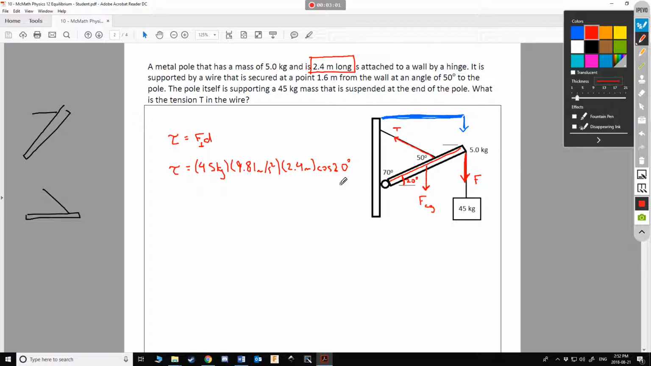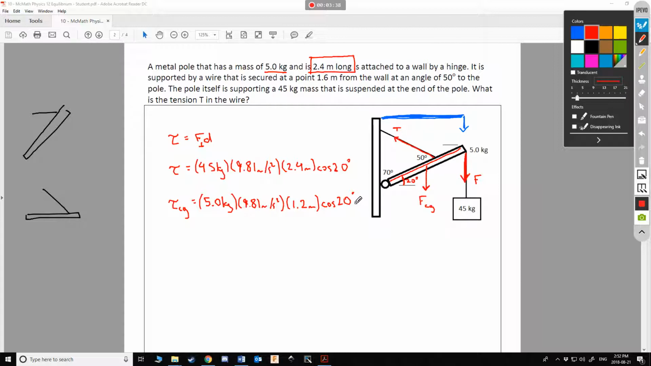Since I found that one, finding the torque from the center of gravity is pretty straightforward. So torque center of gravity is equal to, what's the mass? The mass of the pole itself is 5 kilograms. You can see right here, 5.0 kilograms, multiplied by 9.81 meters per second squared. And it is halfway along the pole, so 1.2 meters. And it's dealing with the same trig, so it's multiplied by cos 20 degrees.